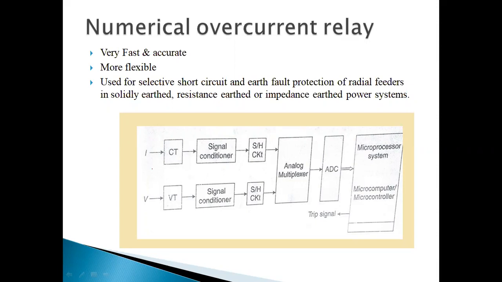For these numerical overcurrent relays, here again we are considering the current transformers and potential transformers. All of you getting? Yes or no?